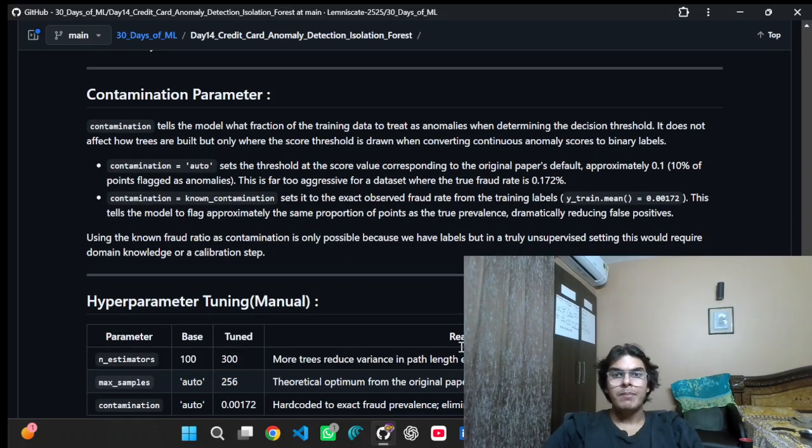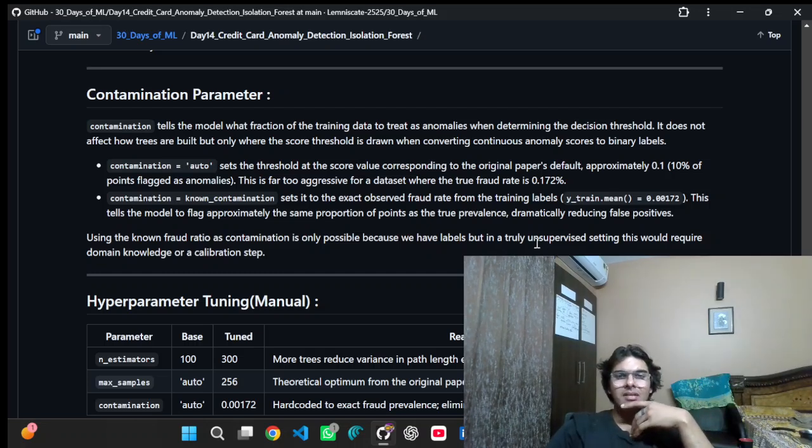Okay, a very important thing in the code, I'll show this to you in the code as well. It is the contamination parameter. This parameter basically tells the model what proportion of the training data we have to treat as anomalies, because we need a decision threshold in order to decide which points qualify as anomalies and which ones qualify as normal points. Usually if you don't write anything, contamination is set to auto, which is the default value, and it sets the threshold at the score value where approximately 10% of all the total points get flagged as anomalies.